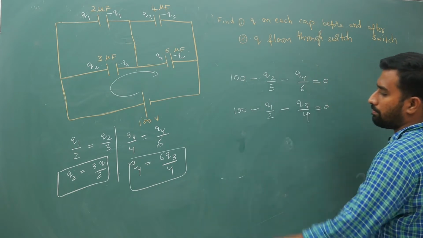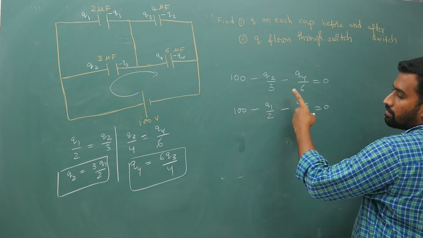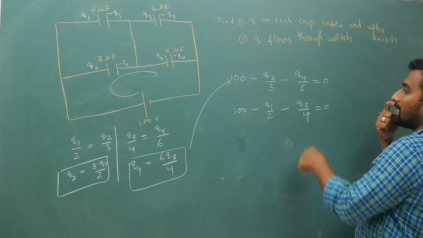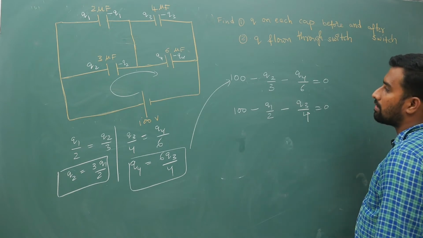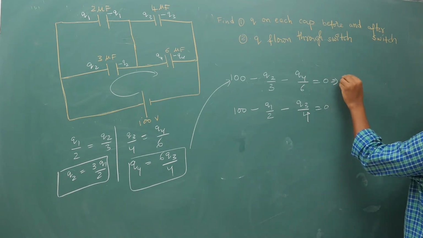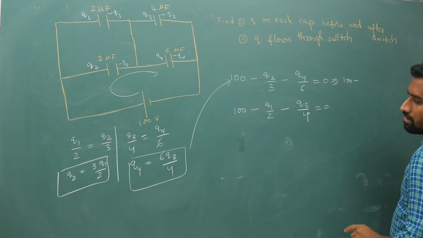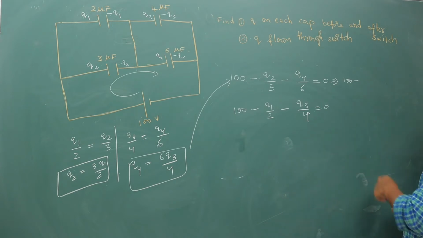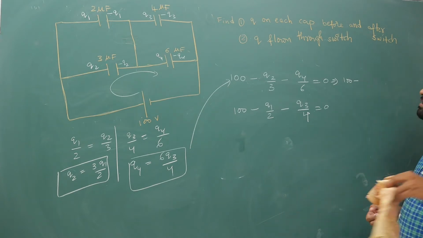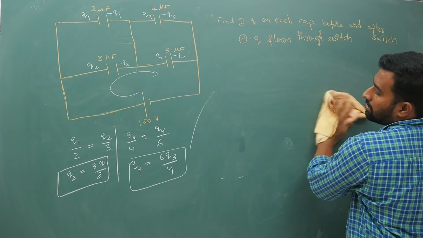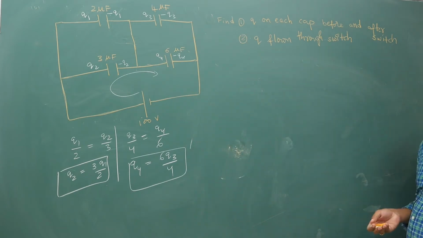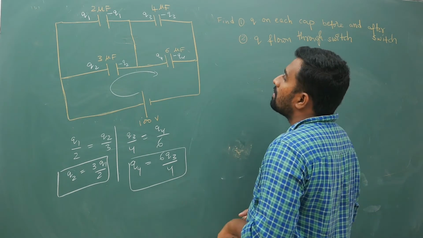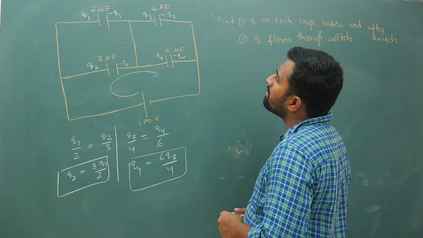Now bring these two values, q2 and q4, and substitute into this equation. Then you will get an equation in terms of q1 and q3. So let's do that. So we are going to get 100 minus, oh no, you are going to get the same equation. That is not of any help. So now any other thing I will do. How can I reduce the number of equations? Another method we can do, but that is also becoming lengthy.